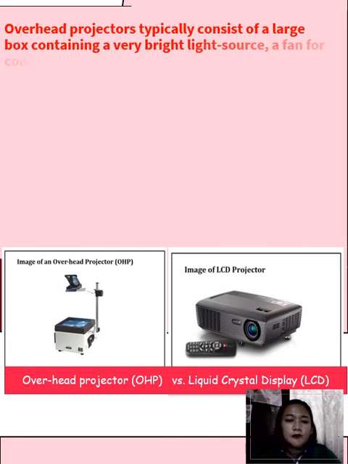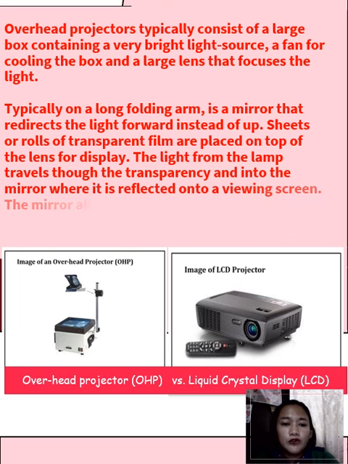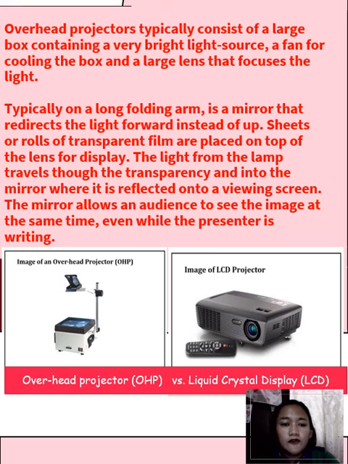Overhead projectors typically consist of a large box containing a very bright light source, a fan for cooling the box, and a large lens that focuses the light. Typically on a long folding arm is a mirror that redirects the light forward instead of up. Sheets or rolls of transparent film are placed on top of the lens for display. The light from the lamp travels through the transparency and into the mirror, where it is reflected onto a viewing screen. The mirror allows an audience to see the image at the same time, even while the presenter is writing.